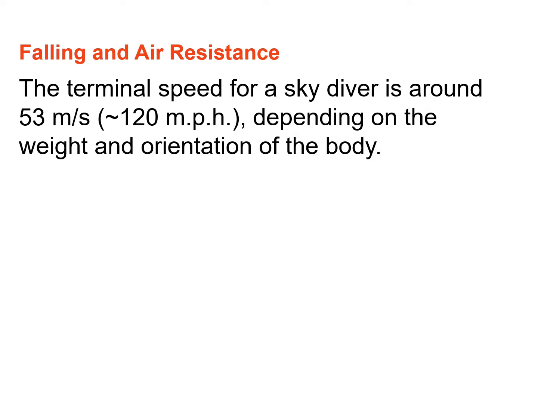A person, a human, also has a terminal speed. If you jump out of a very high airplane or helicopter, you fall faster and faster, but the amount you accelerate gets a little bit smaller each second. In other words, you are going faster, but you're not changing your speed as fast, up to a certain point. And that certain point is around 120 miles an hour, about 53 meters per second.